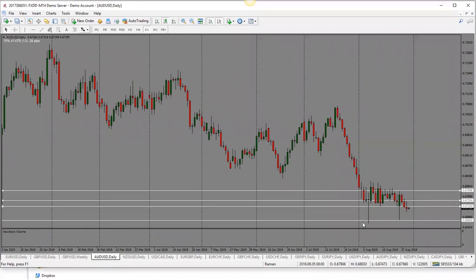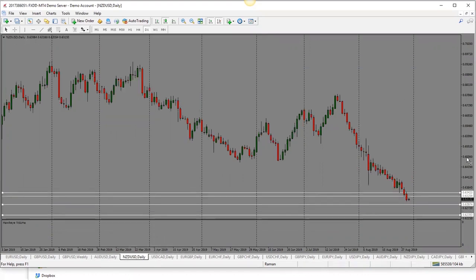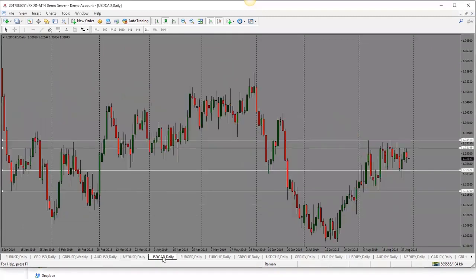Looking for price to drop further here. 0.6680 will be the next target here. So our bias is bearish for Aussie dollar. New Zealand dollar, this one as well, we have had a nice bearish candle close here. So looking for it to drop further. Bias is bearish and first target is 1.6280 and then 1.6240 here. Bias is bearish for New Zealand dollar as well.